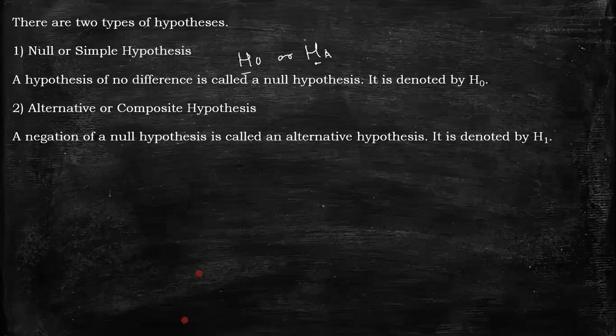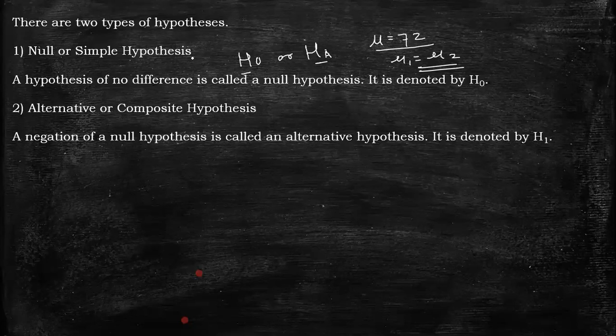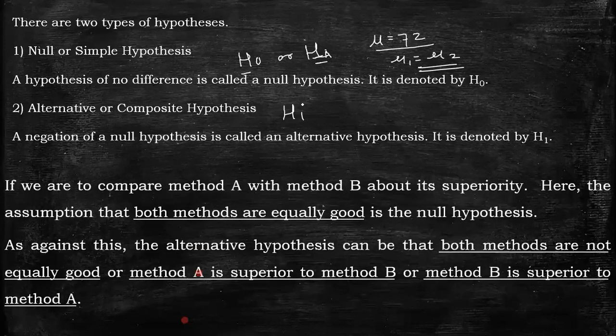Like that. Generally it is mu equal to 72, mu1 equal to mu2, something like that. Equal to is there, and those are the simple ones. Otherwise, the other is the alternative or composite hypothesis, which is complementary or in negation to the null hypothesis, and that is called the alternative or composite hypothesis, denoted by H1. So H0 and H1. We'll be making use of these.